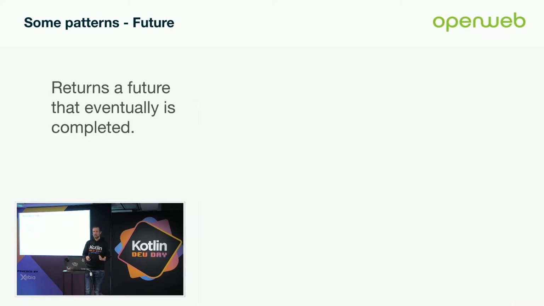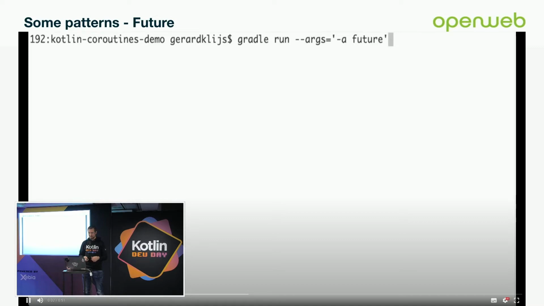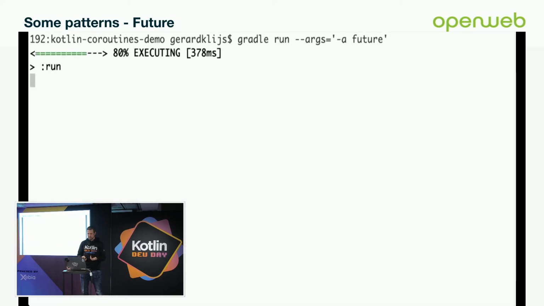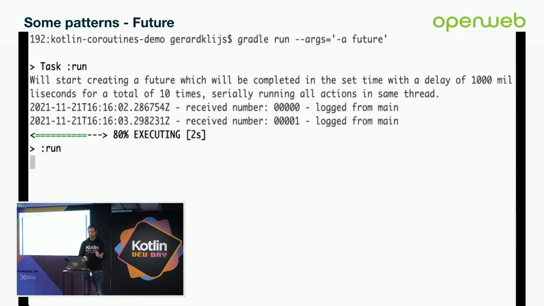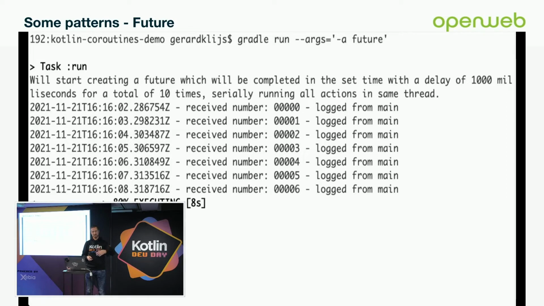Then some other patterns is a future, which I guess most people are familiar with from Java. So basically, you get something, but you're not sure when you'll get it. Most times in Java, you would just call a get, and then you block till you have it, and then you can do something with it, and it might also be cancelled. So this is just running it on the main thread with futures, and then it will, like I said, just wait for each get till it runs the next one.